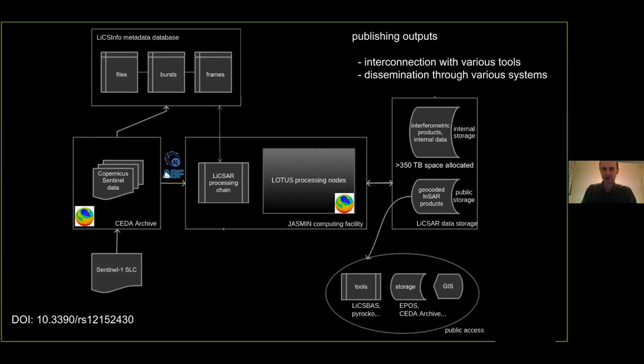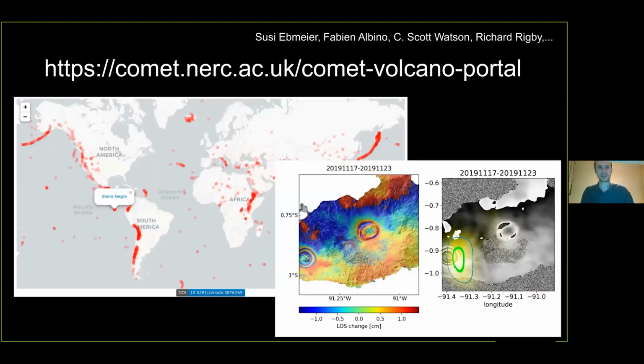Now, after all these interferometric products are geocoded, we share them through various systems and interconnect with tools like, for example, LiCSBAS. And this is one example of the interconnected system, lately developed COMET Volcano portal, where by clicking on each volcano, you can take a look on interferograms that are post-processed to detect the deformations automatically or providing time series where possible.